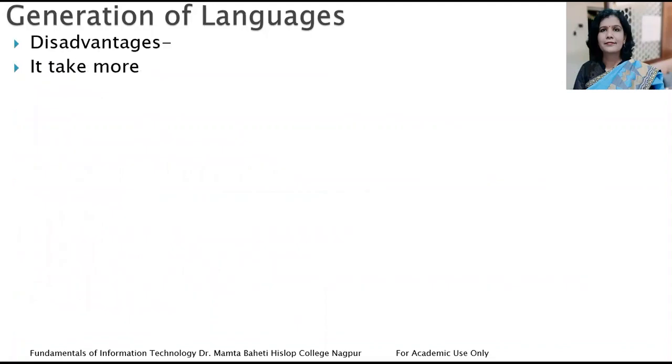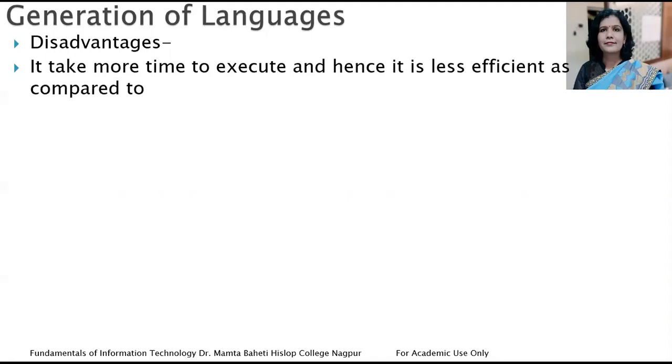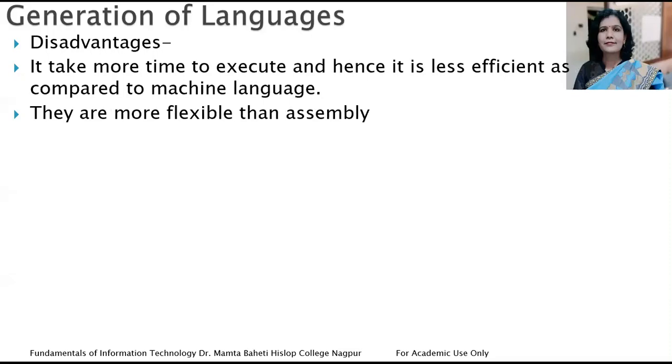But the disadvantages are it takes more time to execute. As compared to machine language, you have to write code in a specific language, then by using either a compiler or translator, it would be transferred into machine language, and then it will be executed on the machine, so it takes time. That's why it's less efficient as compared to machine language.